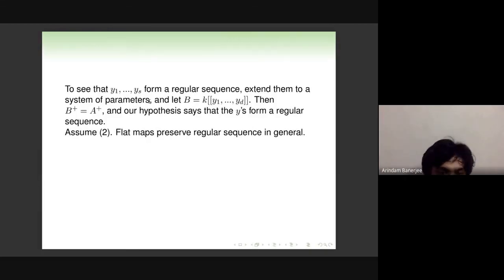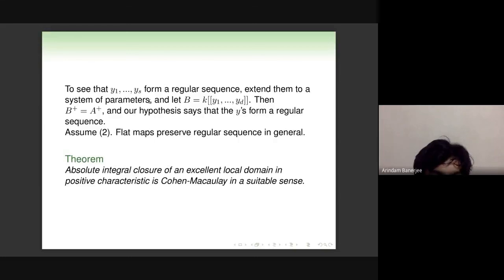Okay, so this is the last big theorem I'm going to prove. What I heard from Dr. Verma is that Manoj will go into Cohen-Macaulayness and the other things, but where do we go from here? What we essentially proved is that the absolute integral closure of an excellent local domain in positive characteristic is Cohen-Macaulay in a suitable sense. Absolute integral closures are not Noetherian, so what does Cohen-Macaulay really mean here? It essentially means that any system of parameters coming from A will be a regular sequence in A plus.